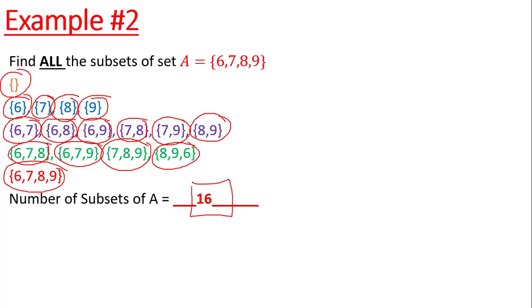In fact, let me tell you a hint. Every time your set has 4 elements, it doesn't matter which 4 elements, the number of subsets will always be 16. So just remember that. Every time your set has 4 elements, the number of subsets will always be 16. All right. I can't believe I was wrong for once. You said 15? Yes, sir.